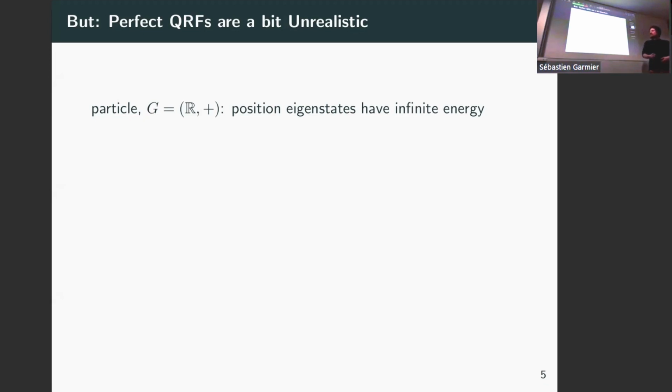All right. Let's be even more ambitious, take the same particle, but now not just the translation group, but also the group of boosts. Together they form the Galilei group.